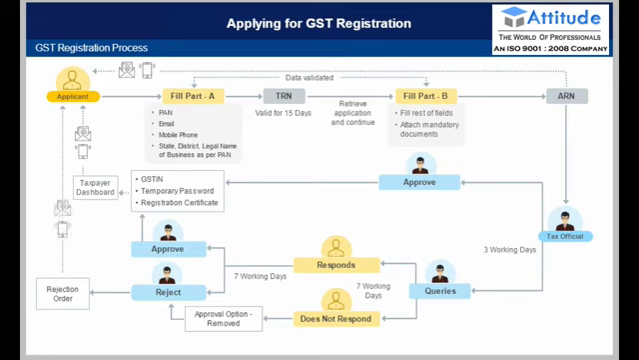In case the tax official fails to take action on the registration application within 3 working days of filing or doesn't process the taxpayer's responses within 7 working days of receiving, the application will be deemed to have been approved. This completes the GST registration process overview.